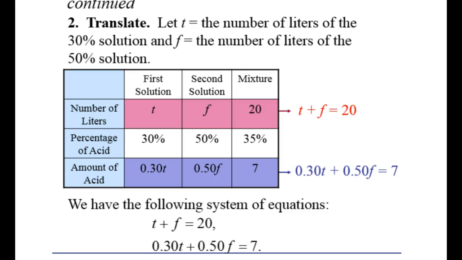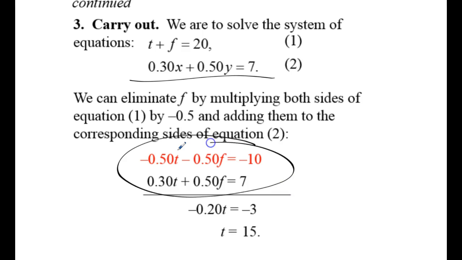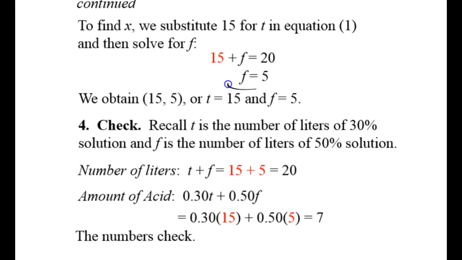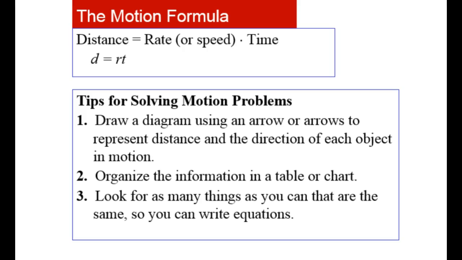Let's see how they wrote two systems. Here's their systems of equations. Let's see how they went ahead and solved it. I think they just kept working with the decimals in here. Eventually, we should get t equals 15 and f equals 5. So you can check those numbers again. The point of this lesson is how do you set up the systems. If you were interested in how to solve the systems, I would watch a previous video.